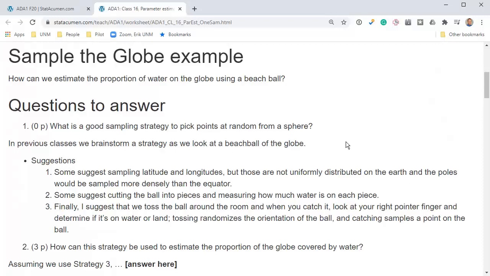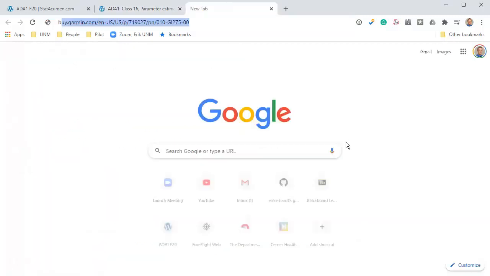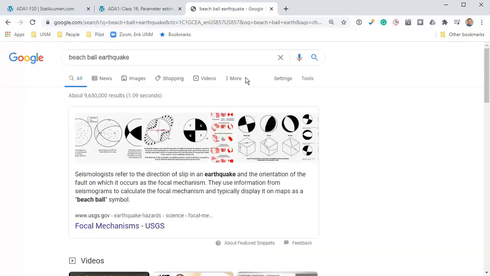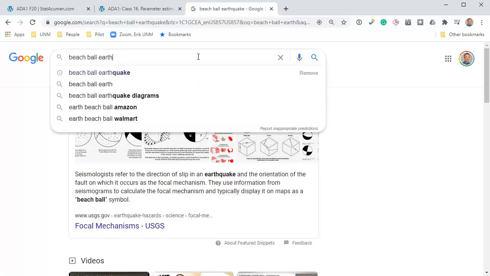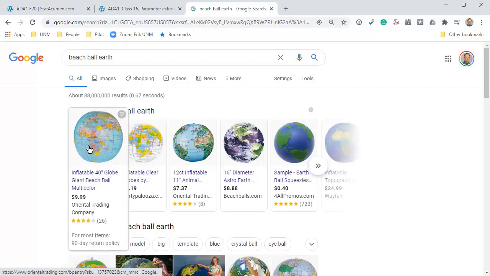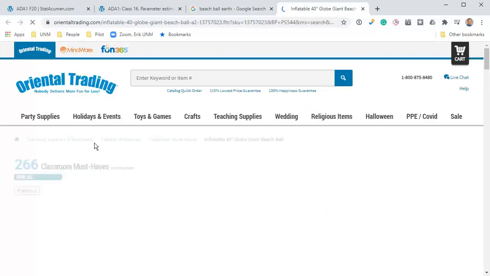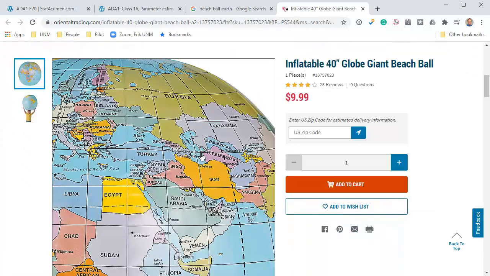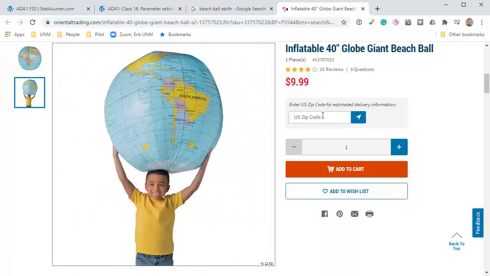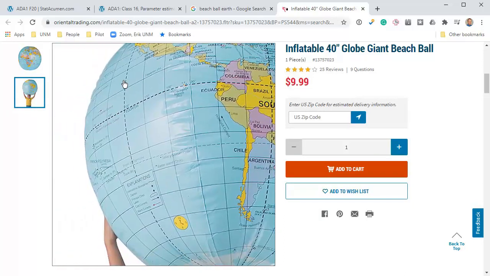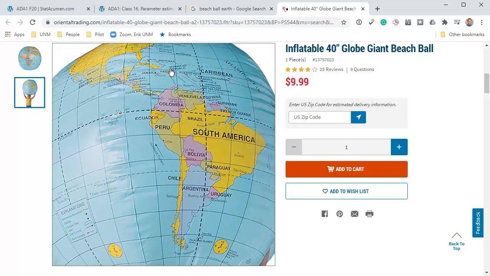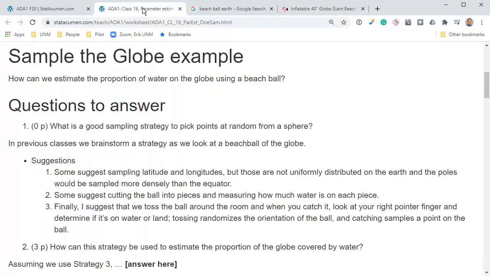All right, so we've got to imagine a plastic beach ball. Beach ball Earth. Oops, I pressed enter too fast. Beach ball earthquake. That's interesting. All right, so you buy one of these from the Oriental Trading Company. And, okay, looks like that. Okay, look how much fun you could have.